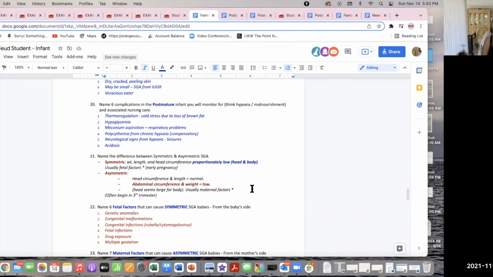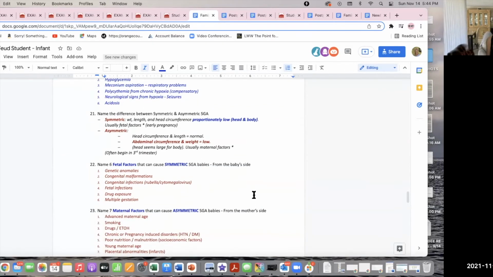meconium aspiration. Okay, if they're IUGR hypoxic, hypoxia causes them to have a bowel movement, a vasovagal response inside, and neurological signs from hypoxia, seizures, potentially, and acidosis. So the acidosis, where does that come from? Well, a lot of it comes from that oxidized brown fat, the oxidized brown fatty acids. They're fatty acids. And so a lot of acidosis comes from that, as well as the hypoxia.